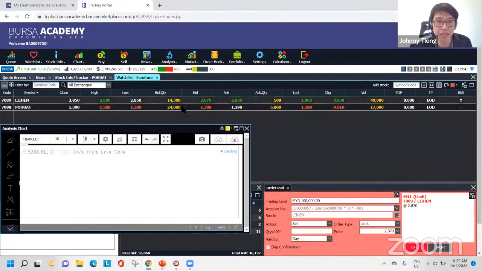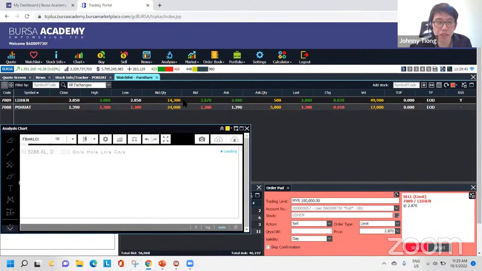Okay, maybe Lihen and Pohwat, you think the valuation, maybe Lihen is now quite cheap, and they are going to have a bonus issue coming soon. You can just press, and then here is an order pad. With the Bursa simulator here, we are given virtually 100,000 in your account, so you can buy.